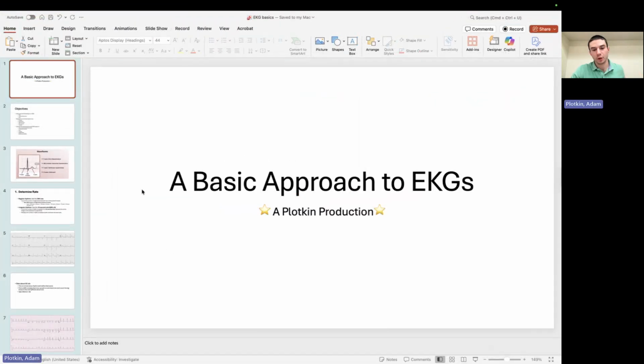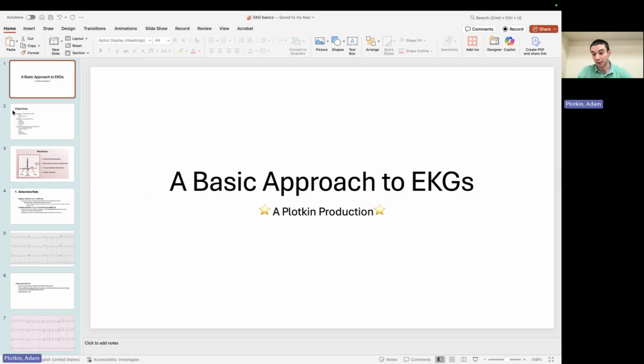All right, in this one, we're going to do a basic approach to EKGs. This is geared towards the M1 student, but obviously any medical student who needs a refresher on EKGs. Of course, I can't cover everything, and my goal is to cover this in less than an hour, hopefully less than 45 minutes.